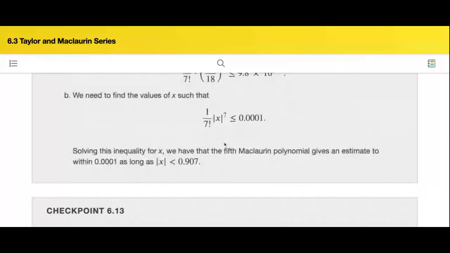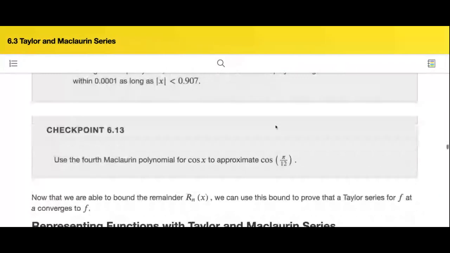But this is not so important for us. Let's see this one.